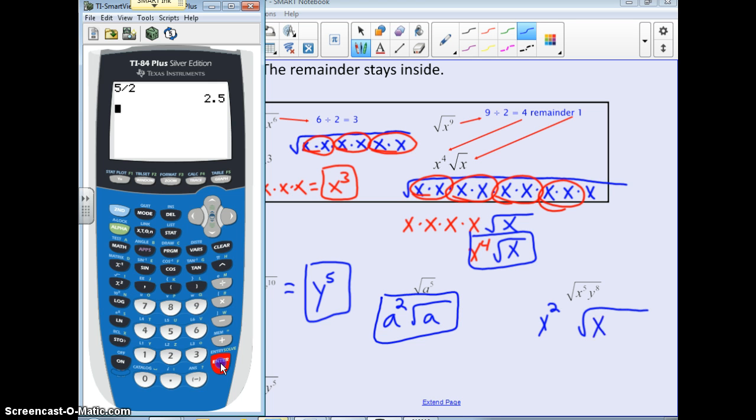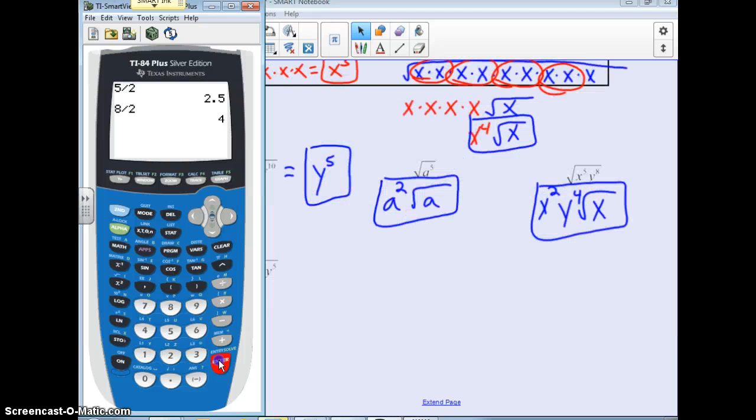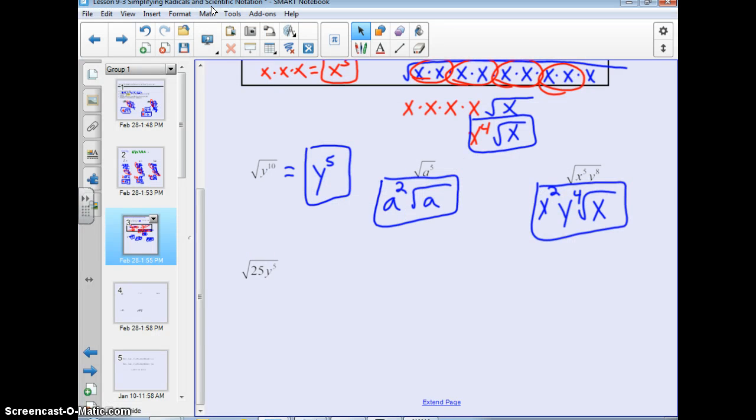And then I'm going to divide 8 divided by 2 for my y. So we know that 8 divided by 2 is going to give us 4, right? Hopefully we all know that. So that means we get y to the 4th power, and there's no remainder, so there's no y left inside. So this would be my final answer. X squared, y to the 4th, square root of x.